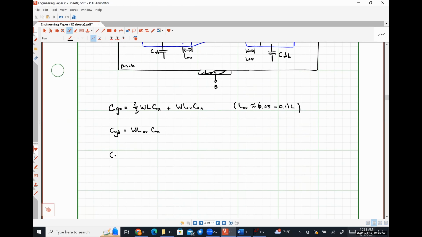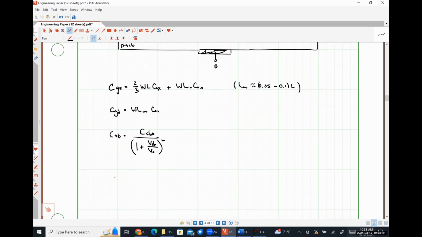Our source body capacitance, CSB, is CSB naught over 1 plus VSB over V naught to the M. CDB is CDB naught over 1 plus VDB over that same V naught.